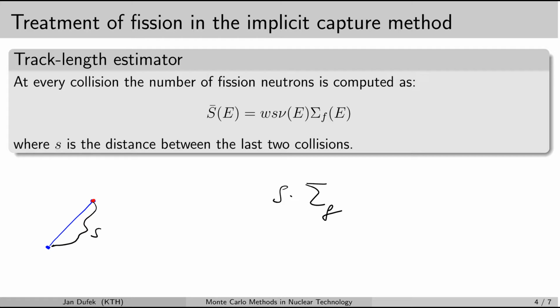It's hard to give any recommendation as to whether the track length estimator can give better results than the collision estimator. The track length estimator may have a little smaller noise when sampling the fission neutrons. However, you will probably not notice this in normal criticality calculations in which you simulate thousands of millions of neutron histories.